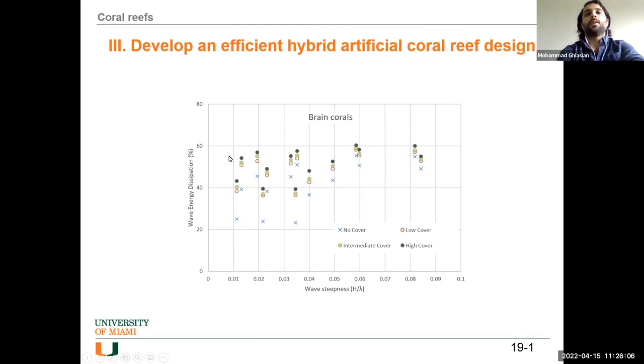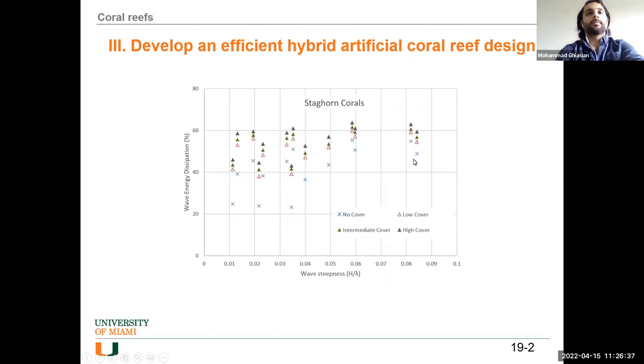So here we have more differences between the model without the coral and also between the models with different coral cover compared to there. Meaning that the more wave height that we have, most of the wave energy will be dissipated through the wave breaking, and the friction having less effect. Therefore, definitely there is less difference between the wave energy dissipation of these three configurations of the coral.